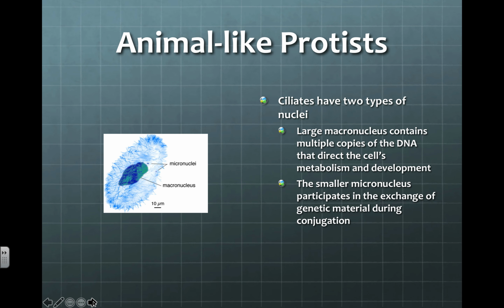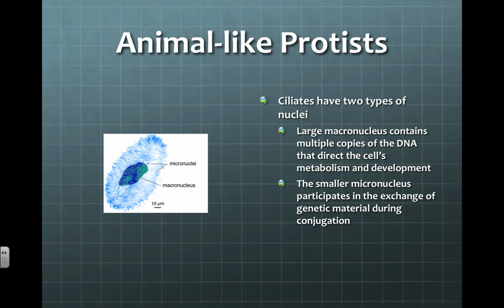All right, ciliates also have two kinds of nuclei, and the two kinds of nuclei are going to be a very large nucleus called a macronucleus and a much smaller one called a micronucleus. The macronucleus contains a lot of copies of the DNA that's directing its metabolism and development. So the large nucleus really has nothing to do with reproduction. The small micronucleus that you see there participates in the exchange of the genetic material during conjugation.